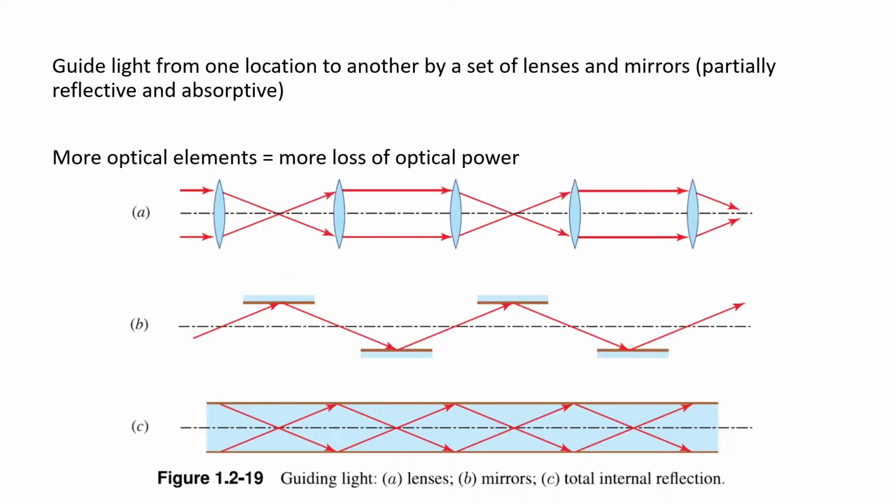Here we see some examples of light guides. In figure A, for example, we have used a combination of lenses. And in figure B, we have used a combination of mirrors. And the last figure shows a device like an optical fiber, which is based on total internal reflection.